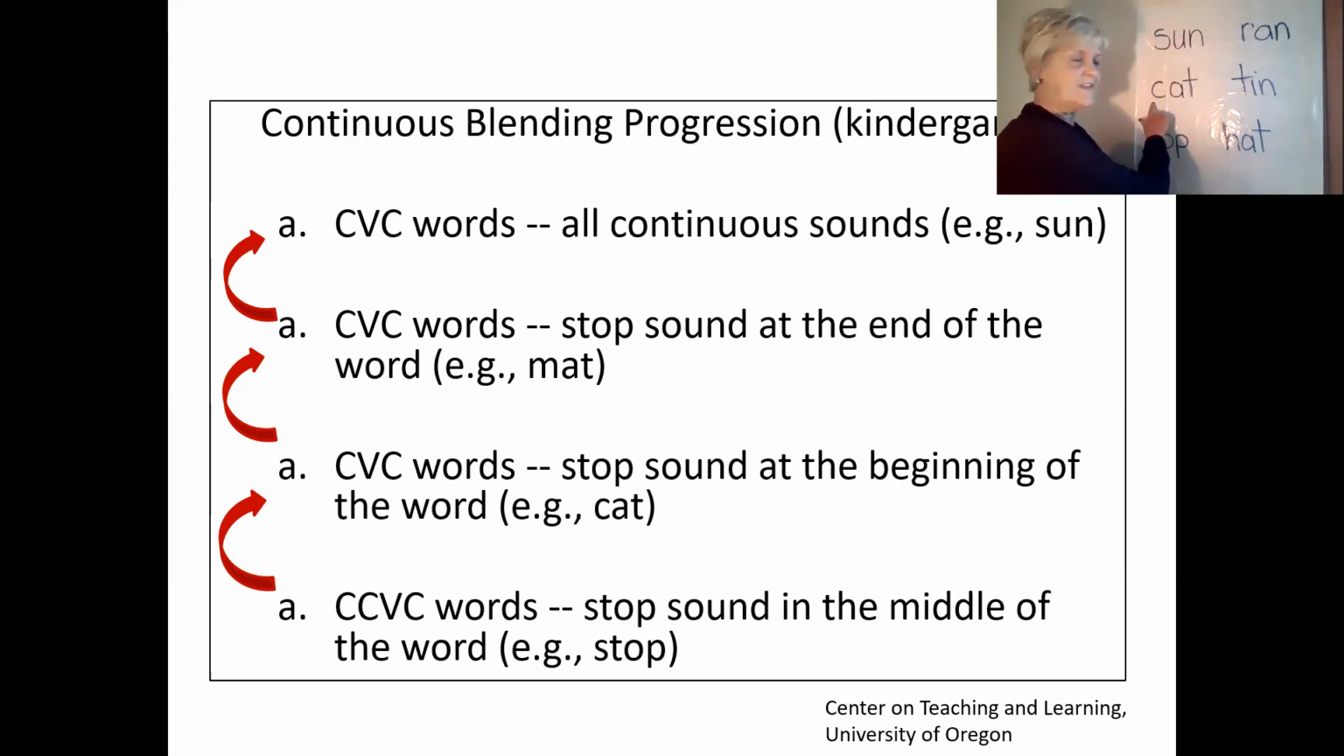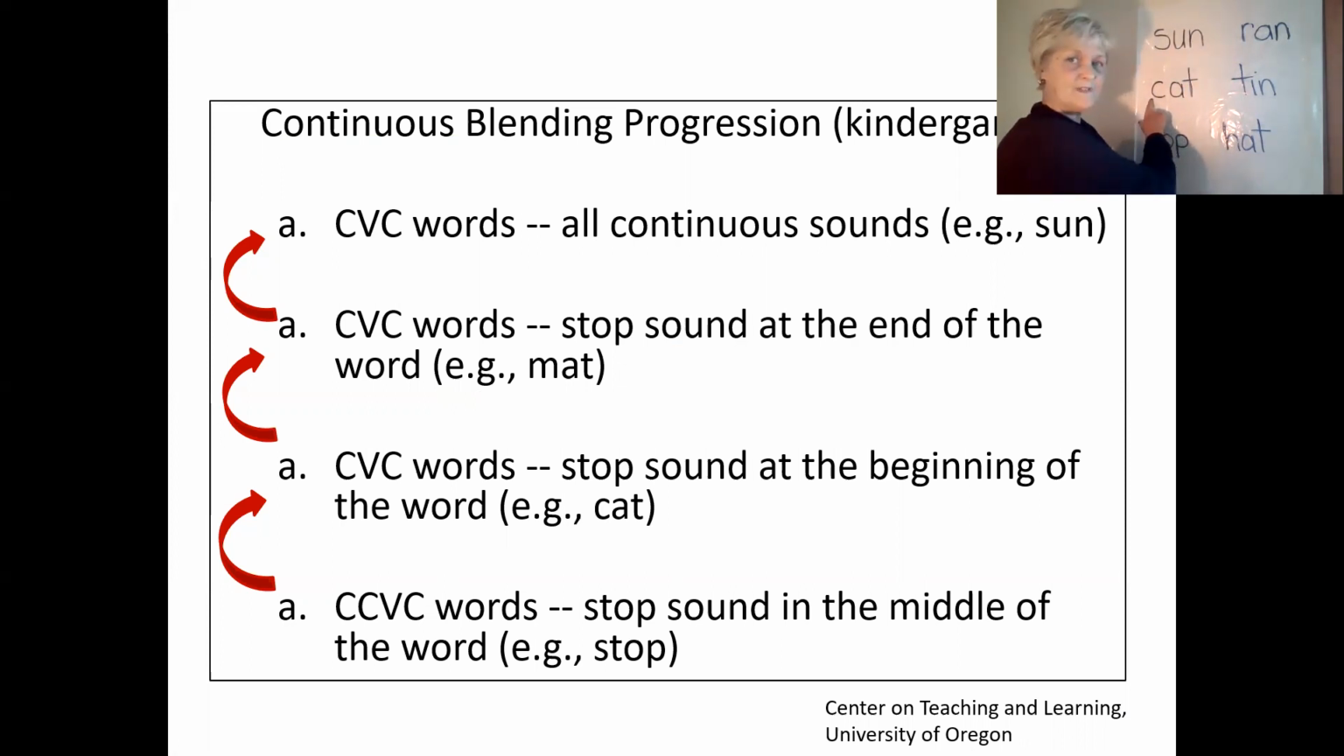So we want to hook this stop sound, which you have to say quickly or you distort the sound. If I don't say it quickly, it comes out "ka." And in your handout, there's a list of stop sounds and continuous sounds. So if you're unfamiliar with those, you can take a look.